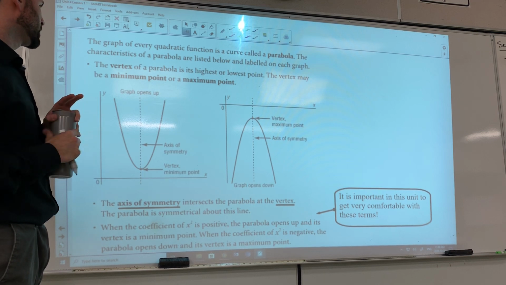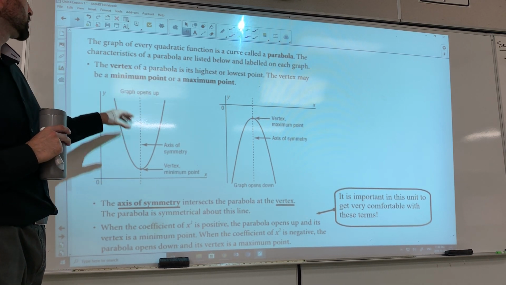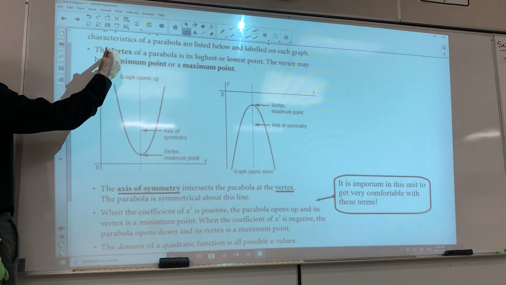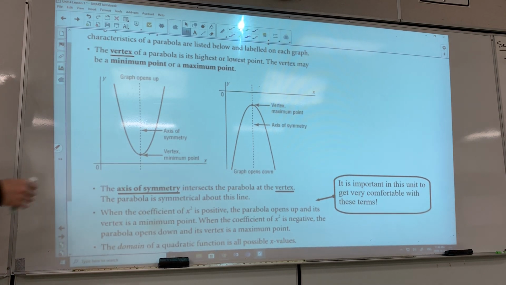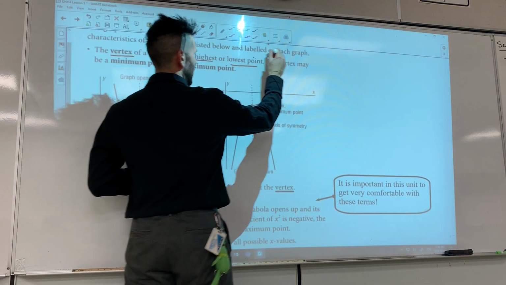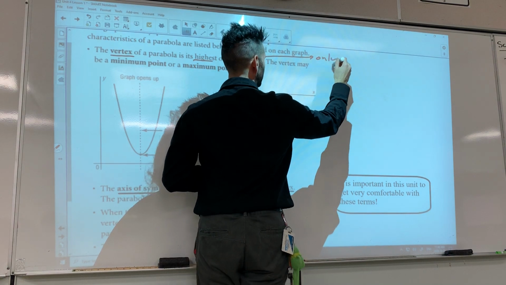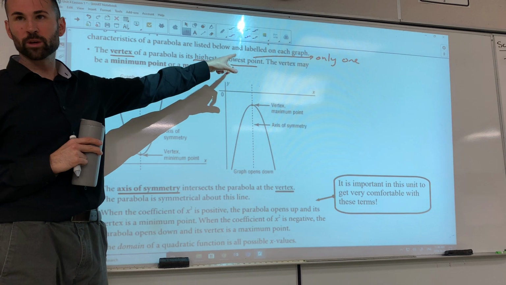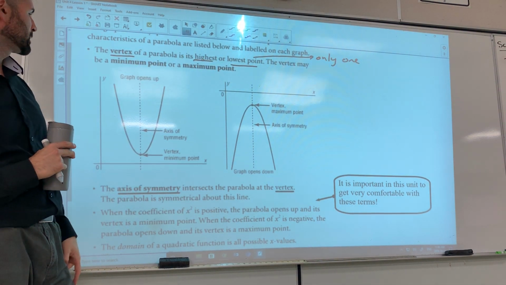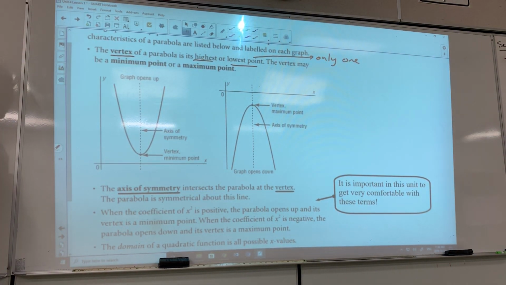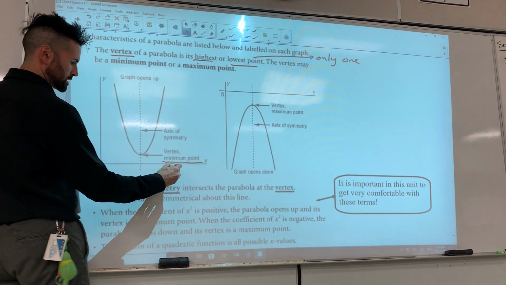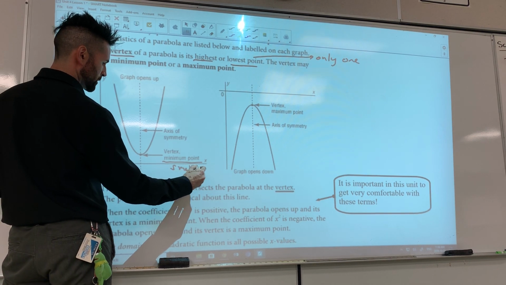So again, every quadratic function is a curve. It's called a parabola. So here's some parabolas. The characteristics of a parabola are listed below. So we sort of chatted about this, but the vertex is the highest or lowest point. Like what I mean is it's either going to be the highest or lowest. You'll never have both. Okay? So if we take a quick peek over here, here's our vertex. And we call it a minimum point because it's the smallest y value.